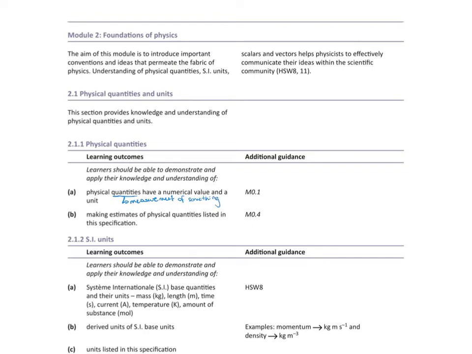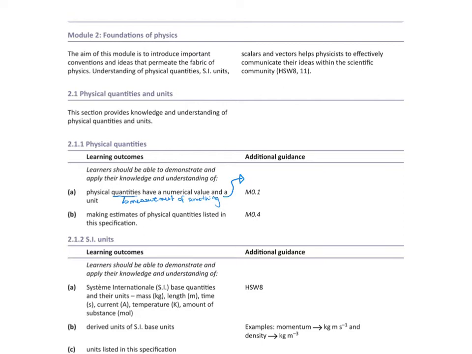Now all physical quantities have a value, a numerical value, and a unit. For example, when you're driving a car, I know in the UK the speed limit is given in miles per hour. Some other countries have it in kilometers per hour. And when we talk about someone running, we usually use meters per second as a unit. But the idea is that it has to have a number.